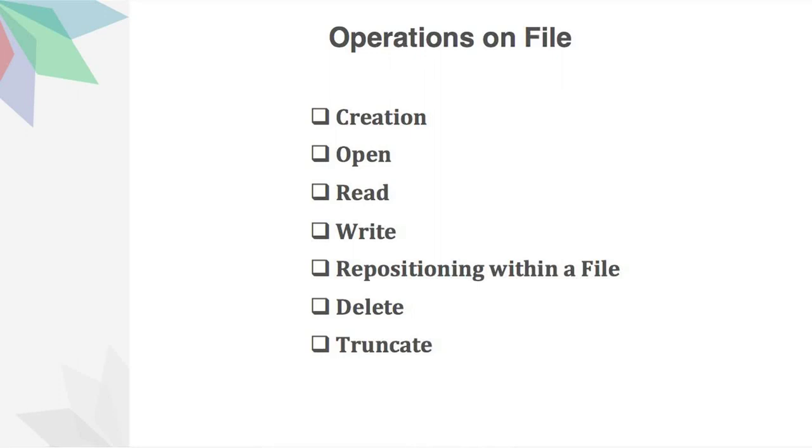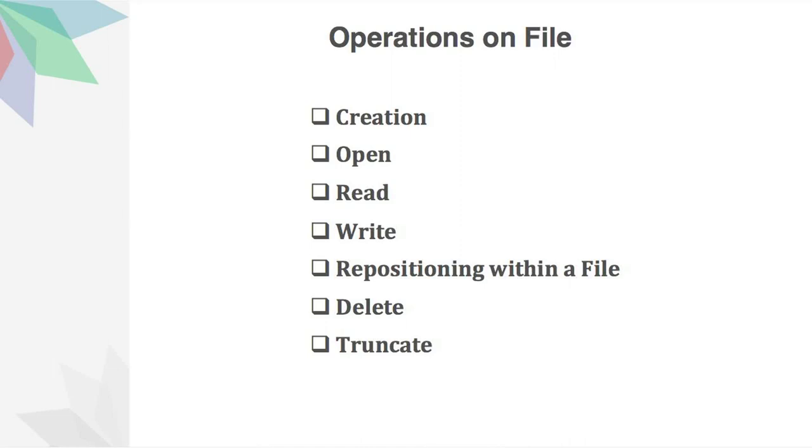Now let us discuss the different operations that can be done on a file. The first operation that comes to our mind will be the creation. Before doing any other operation, we need to create a file. We do that using the creation operation. In the creation operation, we create a file and then the file is allotted some space in the computer's memory. Then we have the open operation.